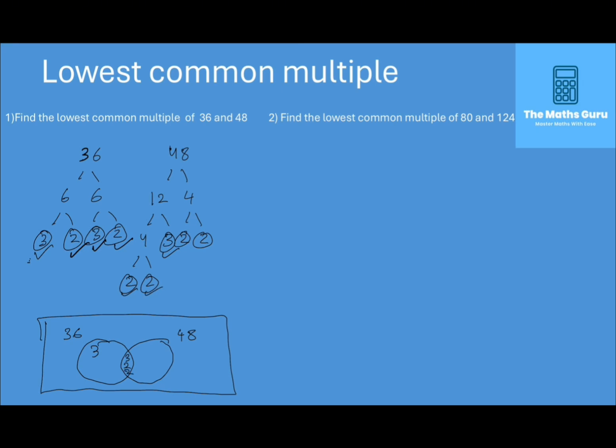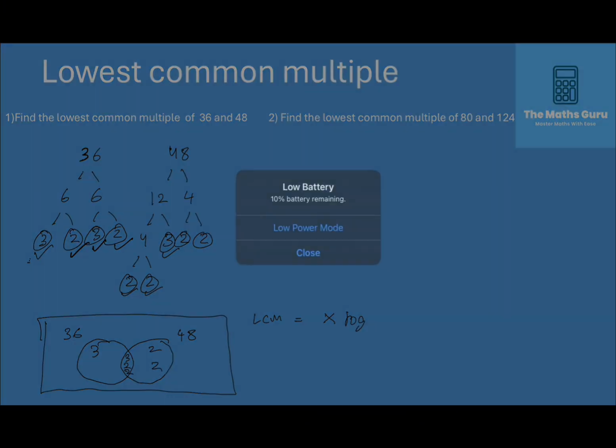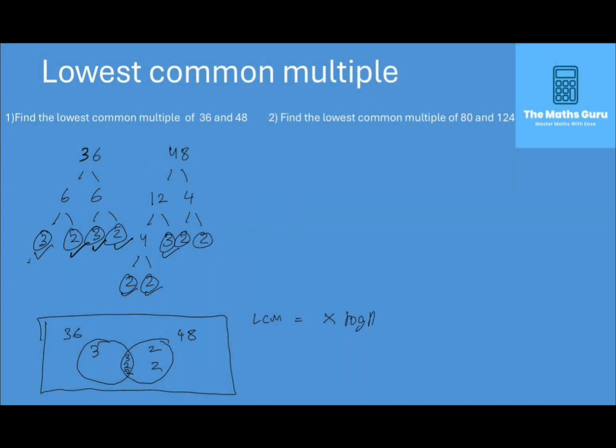Then everything else, obviously this side 36 has no more prime factors, so everything else will just belong to 48. So 2 and 2. And the way we work out lowest common multiple is to times together all the numbers in the Venn diagram.